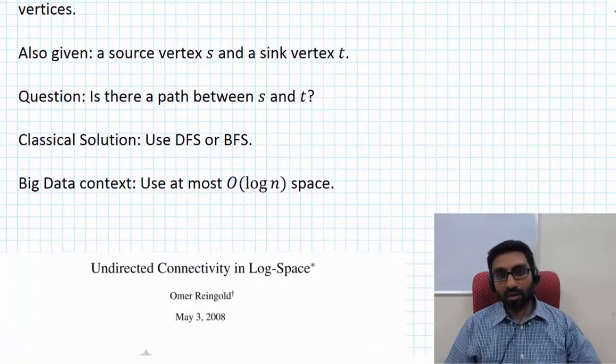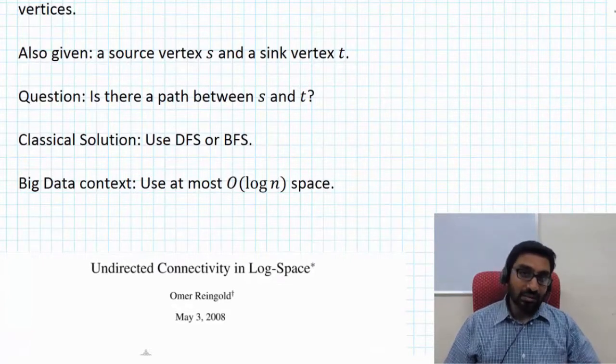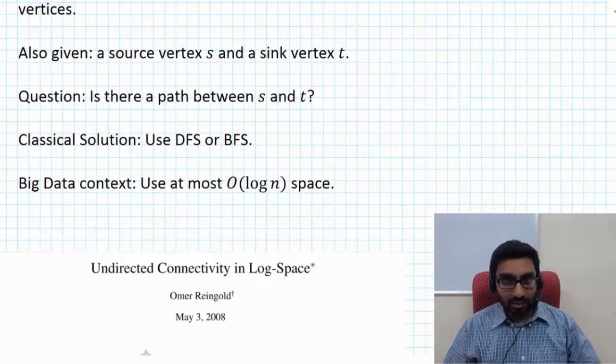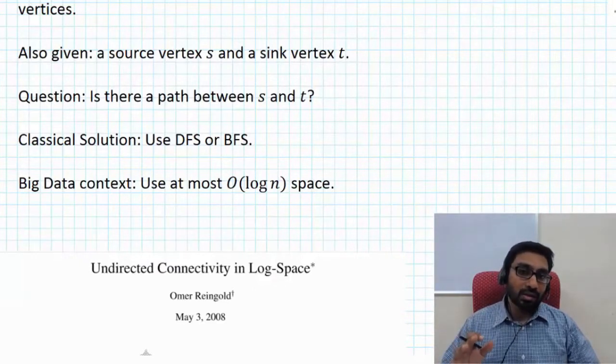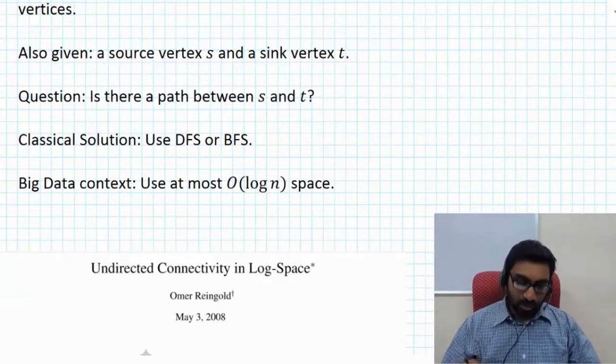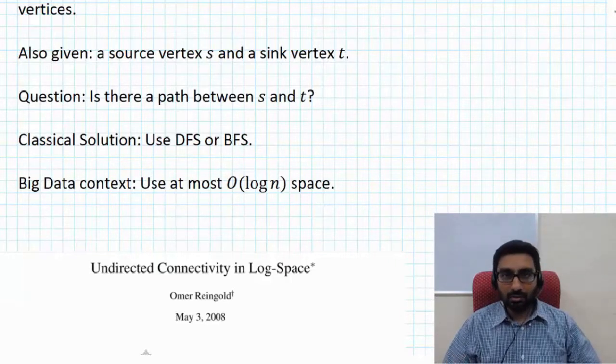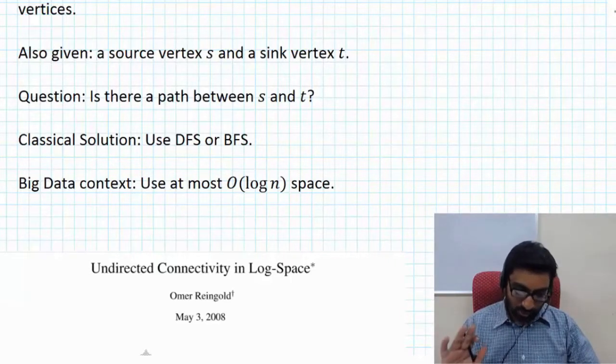You're given a source vertex S and also a sink vertex T. Now, we don't know if this graph is connected, and in particular, we don't know whether there is a path between S and T, and that's the question we're interested in. We want to know if there is a path between S and T. This is not very difficult. We've all been through some form of algorithms course, and you've studied BFS, DFS, and so it's easy to solve.